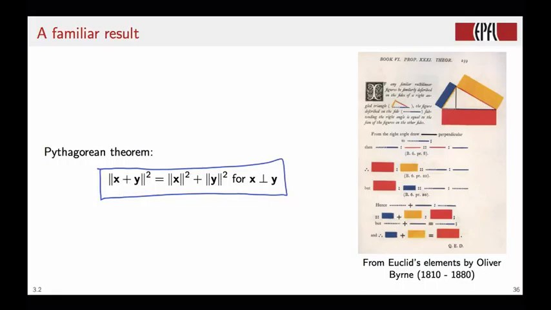Now, we mention this because it goes back to the ancient Greeks, actually probably to the Babylonians and so on, and there is a very beautiful illustrated version of Euclid's Elements by a British statistician, Oliver Byrne, from the 19th century, who essentially redid all the proofs in Euclid's Elements, so that's a 2,000-year-old book, with graphical proofs, for example, of the Pythagorean theorem, which is actually given here. It's one of the many proofs of the Pythagorean theorem.